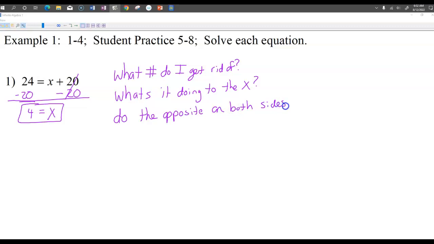Okay? Now, this is what's called a one-step equation. And the reason for that is because I only had to do one thing to get the x by itself. I really just had to subtract the 20 on both sides. So, one-step equations: find what number you want to get rid of, ask yourself what's it doing to the x, and then do the opposite on both sides.